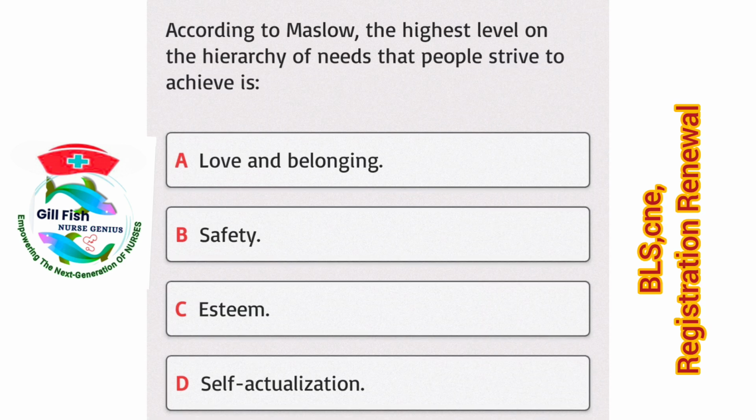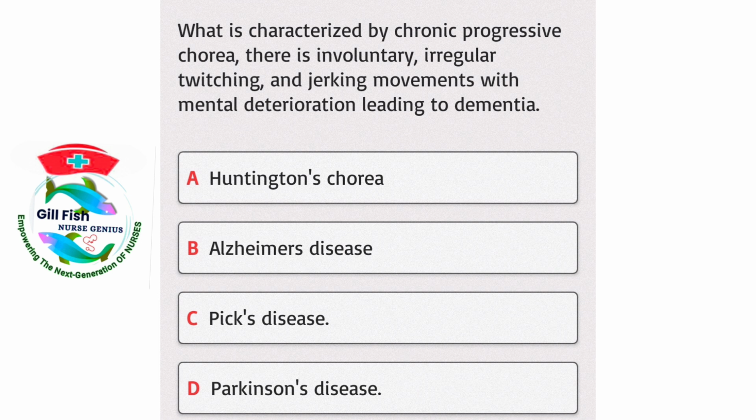According to Maslow, the highest level on the hierarchy of needs that people strive to achieve is option A, love and belonging, option B, safety needs, option C, esteem needs, option D, self-actualization. According to the Maslow hierarchy, which one is the higher priority of the needs? That is called self-actualization. So that will be the highest priority need for the human being. So got it now? Okay, next move on to another question.